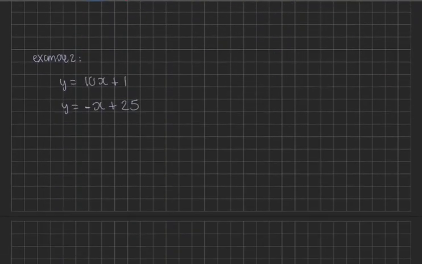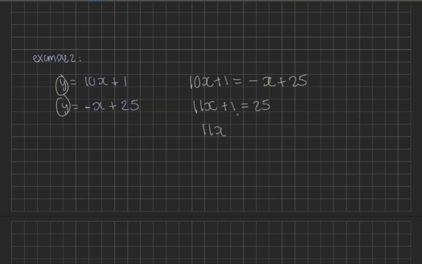So taking another example very similar, you can pause the video, work this out, and then come back to the video. Like we did before, both equal y, so we can equate them to each other. So 10x add 1 is equal to minus x add 25. So we can add x to both sides, therefore 11x add 1 is equal to 25. So 11x, minusing 1 from both sides, is equal to 24.